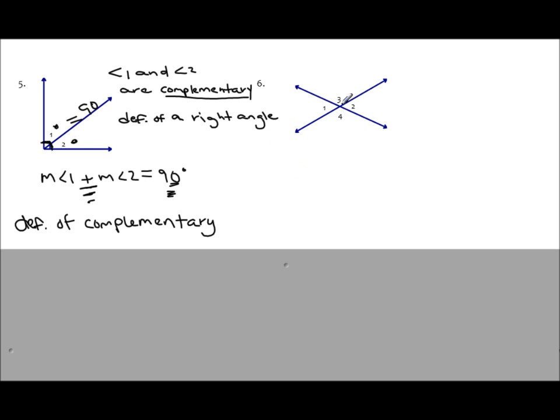And then finally, number 6, there's quite a few things we can do in number 6. We can identify that angle 3 is congruent to angle 4, and that angle 1 is congruent to angle 2. And our reason for that would be the vertical angles theorem that says if you have a pair of vertical angles, then they are congruent.